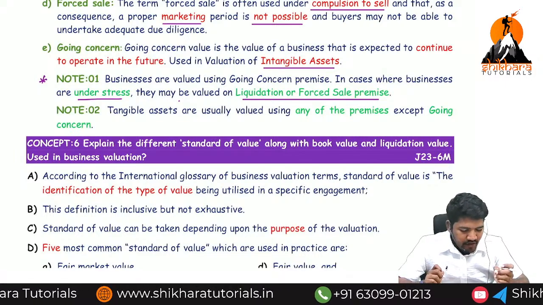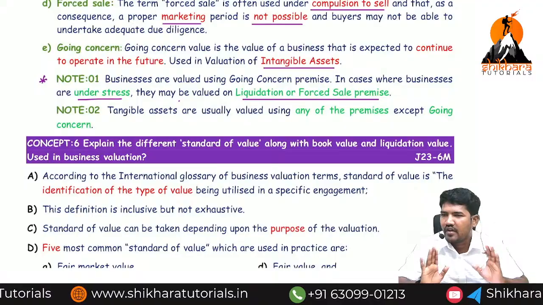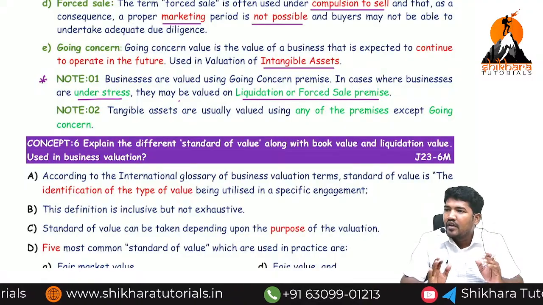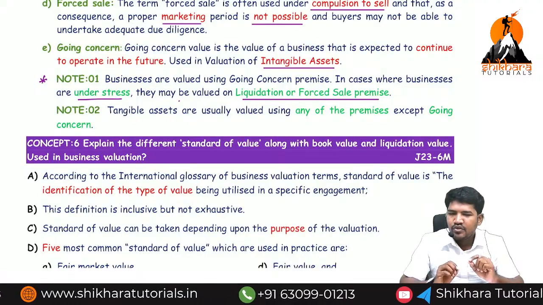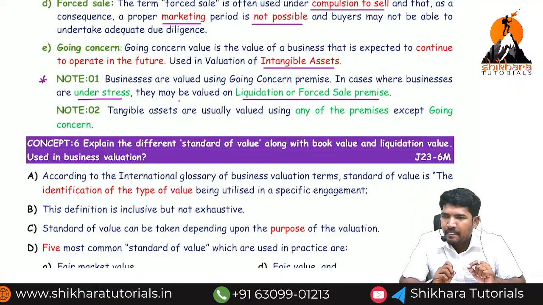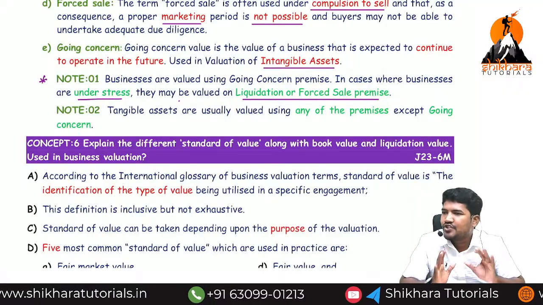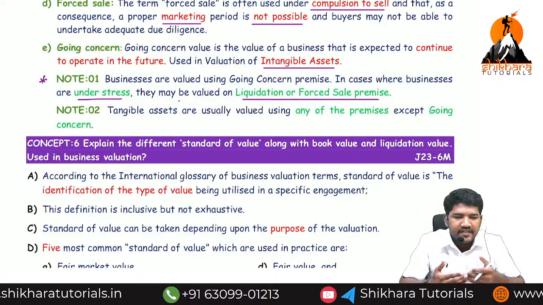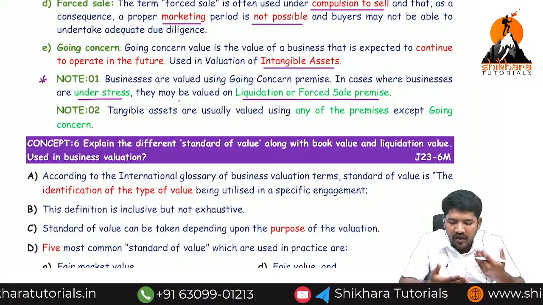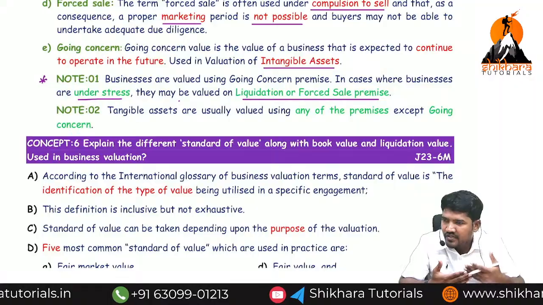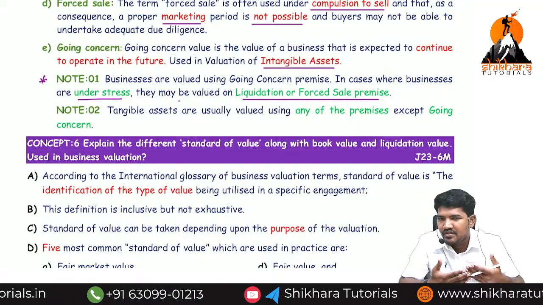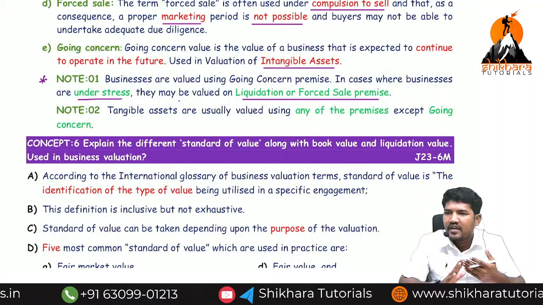So, businesses are valued using the going concern premise. Do you agree? That's one sentence. They're using a phrase called "under stress". If a company is financially good, earning profits, having good current assets, good fixed assets, and good performance, at that time you can use a going concern premise.